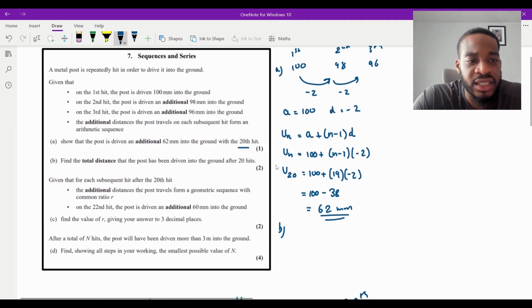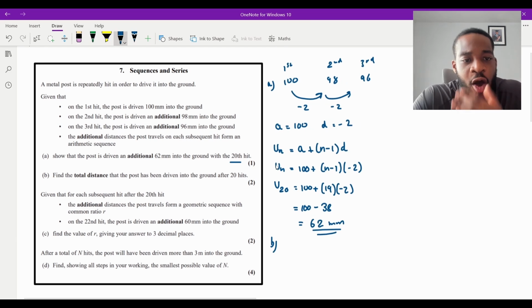For part C, it says given that for each subsequent hit after the 20th hit, the additional distances the post travels form a geometric sequence with common ratio r. On the 22nd hit, the post is driven an additional 60 millimeters into the ground. Part C says find the value of r, giving your answer to 3 decimal places.